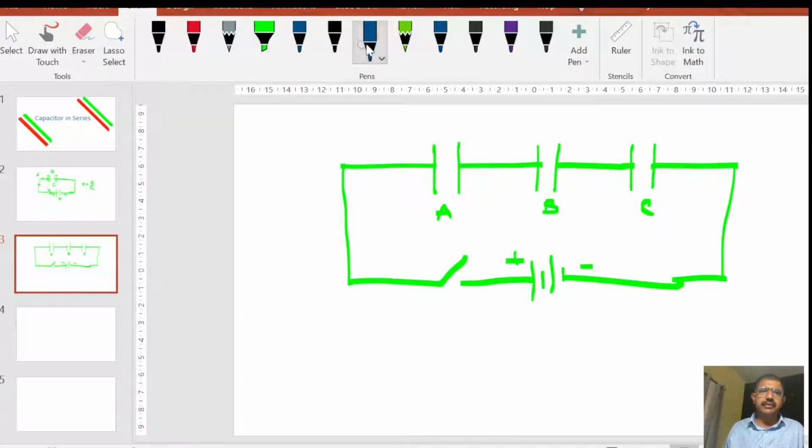I can say that the capacitance of capacitor A is C1, capacitance of capacitor B is C2, and capacitance of capacitor C is C3. Initially there is no charge. As I switch on, what happens? The positive terminal of the battery will attract electrons from capacitor A first. As electrons are attracted, this plate becomes positive because there is a deficiency of electrons. Now if this plate is positive, then this plate will become negative.